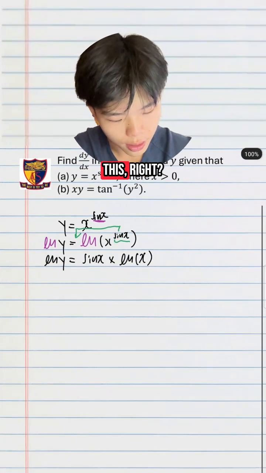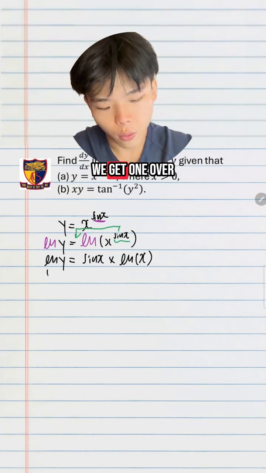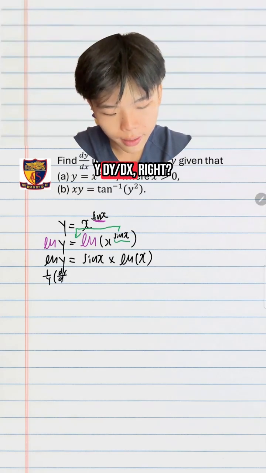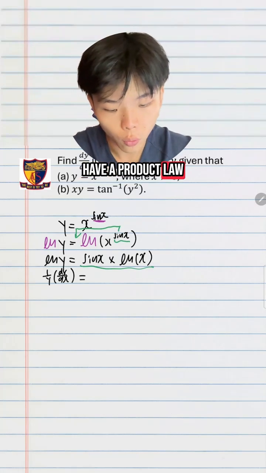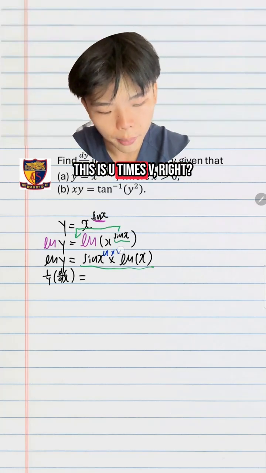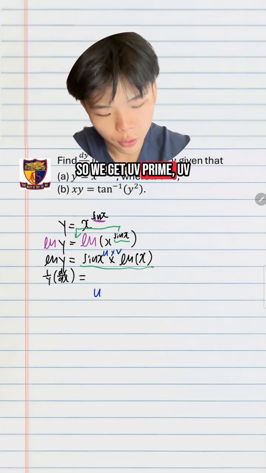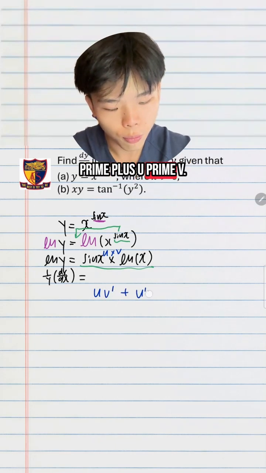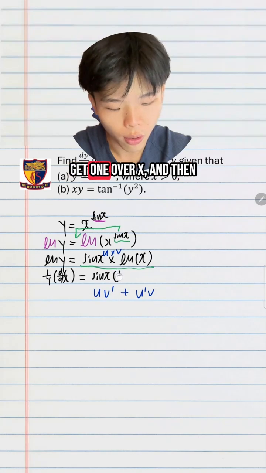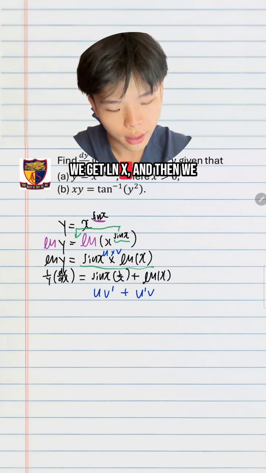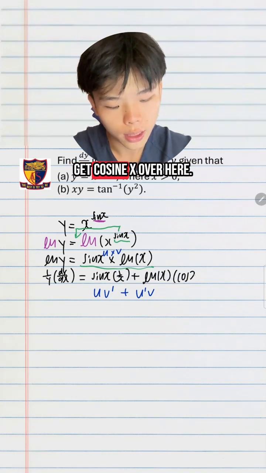So differentiating this, right, what will we actually get? We get 1 over y dy/dx, right? And then on the right hand side, we actually have a product law over here because this is u times v, right? So we get u v prime plus u prime v. So we'll get sine x times the derivative of ln x, which is 1 over x, and then we get ln x, and then we differentiate sine x, we get cosine x over here.